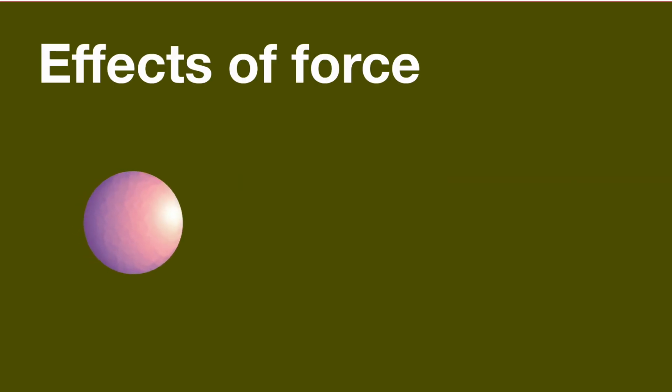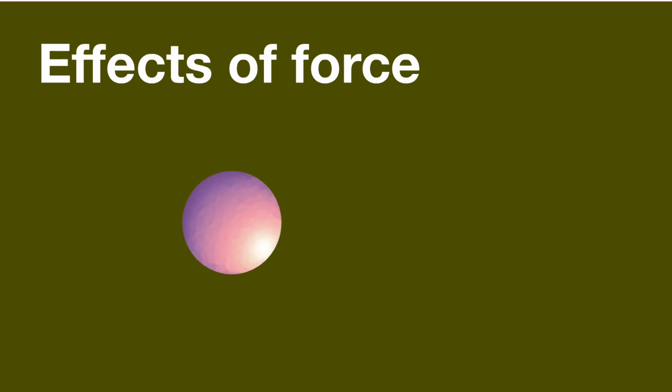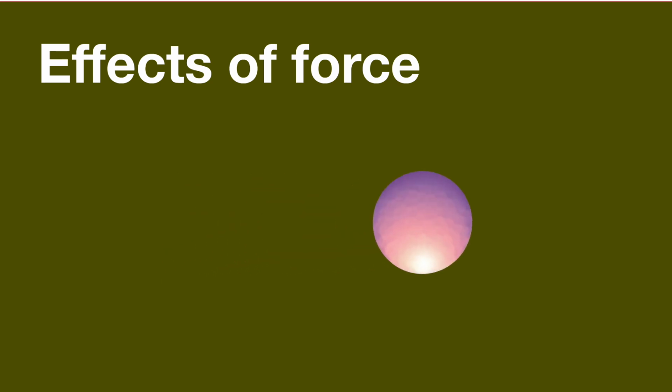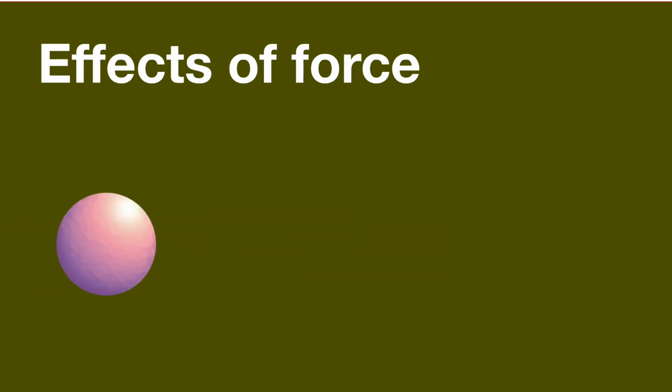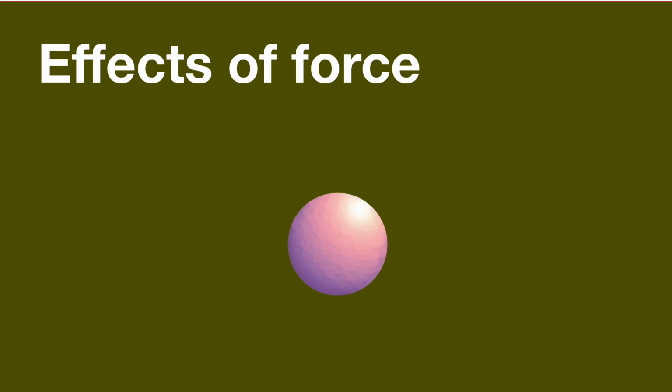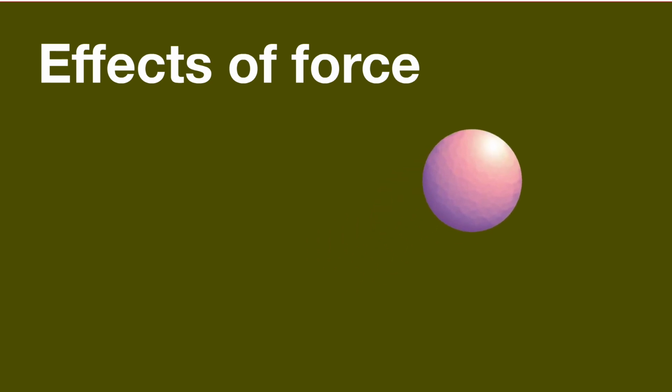Effects of force. A force can move a stationary object. A force can also make a moving object move faster. A force can stop a moving object. It can slow down a moving object. It can change the direction of a moving object, and it can change the shape of an object.